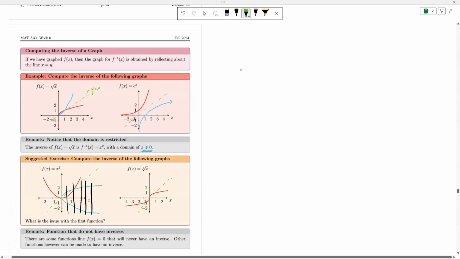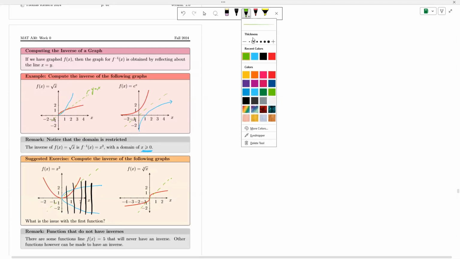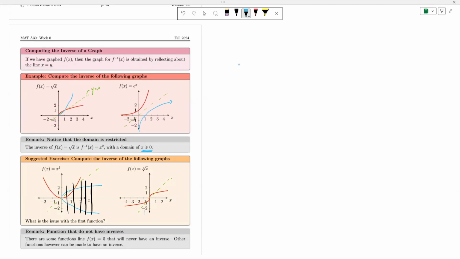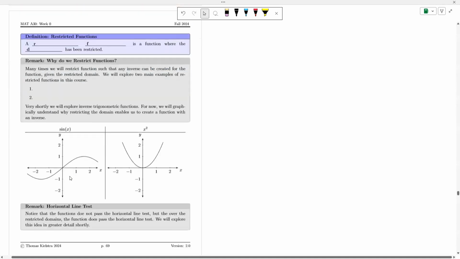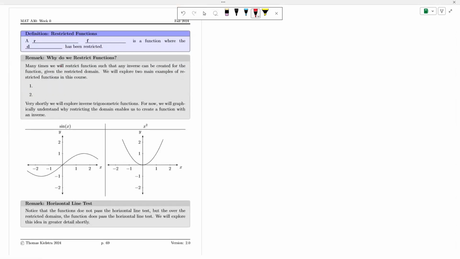Whereas for the x cubed function, we are able to flip it and still pass our horizontal line test. So this here does have an inverse, but this doesn't have an inverse. There are some functions like f of x equals 5 that will never have an inverse. Other functions can be made to have an inverse. And what do we mean by made to have an inverse? We introduce something called a domain restriction, or we look at a restricted function.